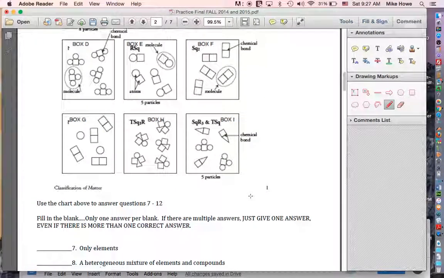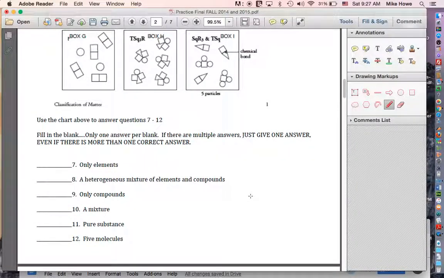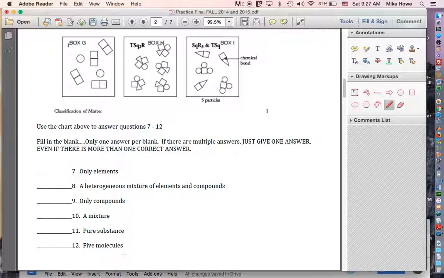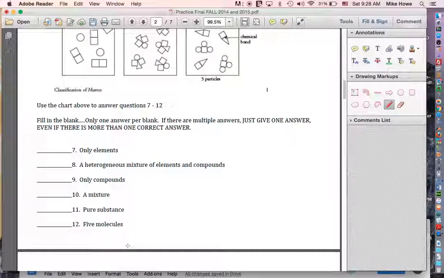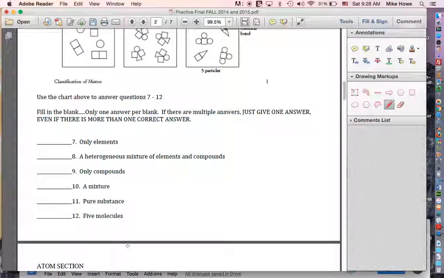Notice it just says 5 molecules. It doesn't say whether they're mixtures or compounds, or if they're pure or not. It just says it has 5 molecules. So all those choices that I wrote down would work.